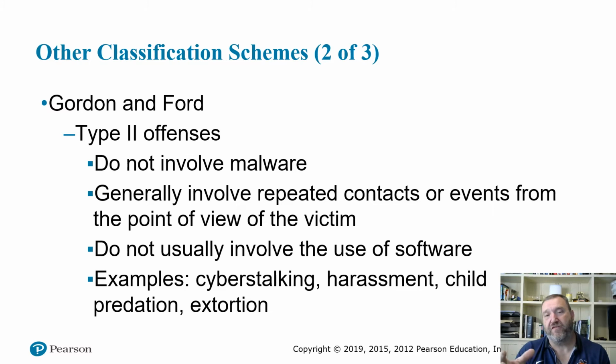Type 2 offenses don't involve the malware. They involve repeated contacts or events from the point of view of the victim, and don't usually involve software. This is where I'm going to get your PPI, protected personal information, and your information will include your social security number, date of birth, mother's maiden name.